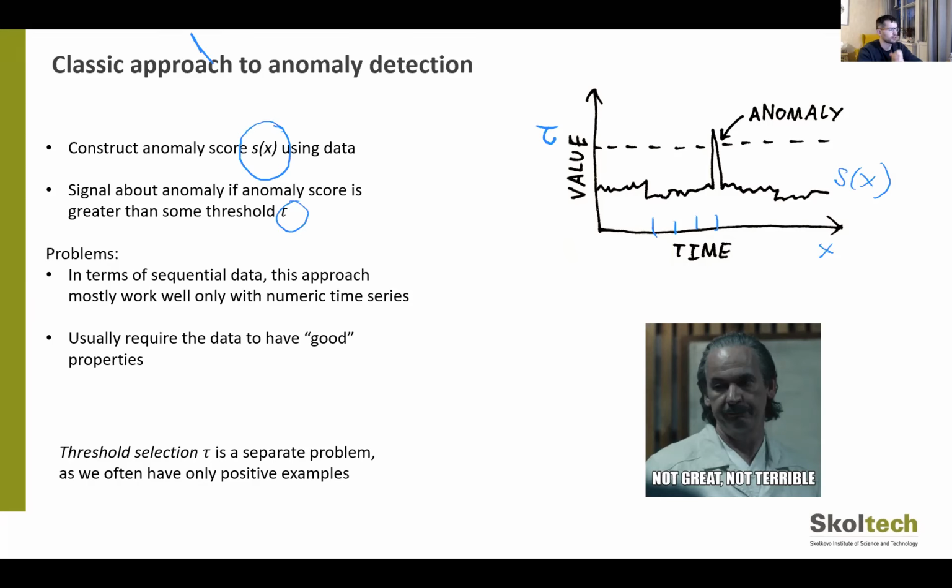For S of x, we will discuss later. For tau, we mostly try to do something on the known anomalies or on the normal data. For example, 99% of the data don't fall in the area of anomaly values of the score. Or maybe we can say that all our data is normal and we have to select this threshold, so for all observable data, we have a value smaller than this threshold, but it's a kind of risky approach.